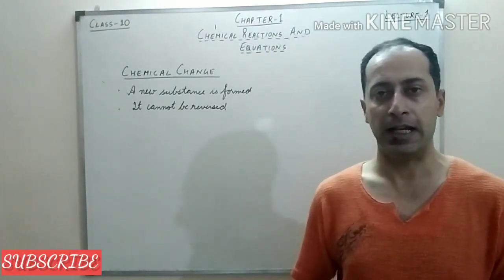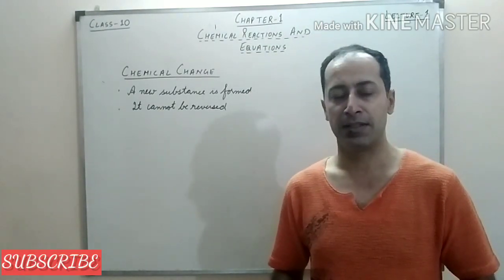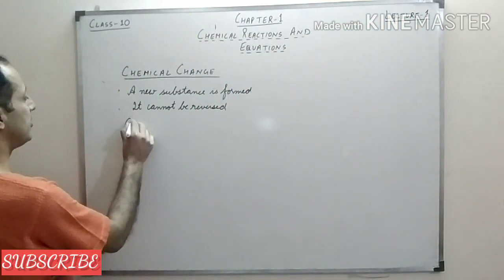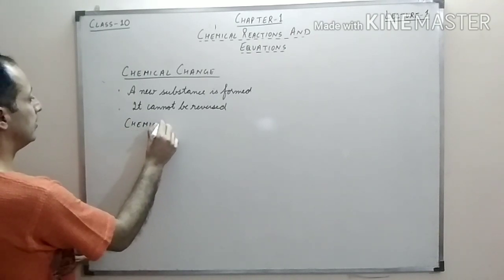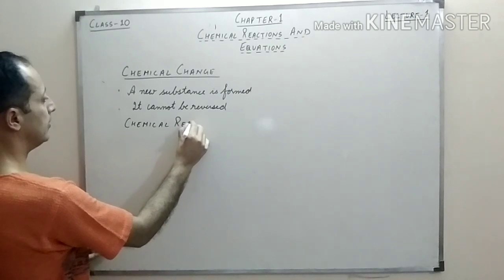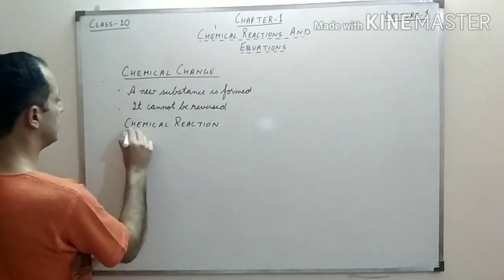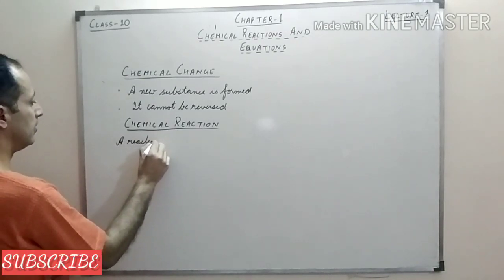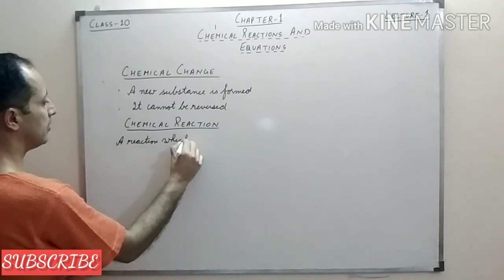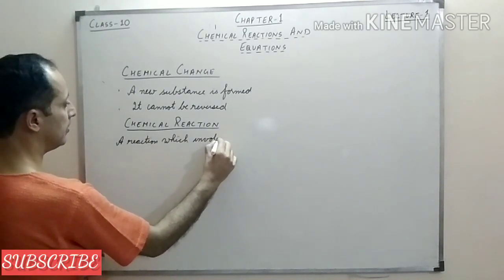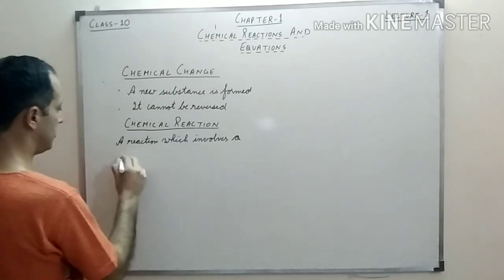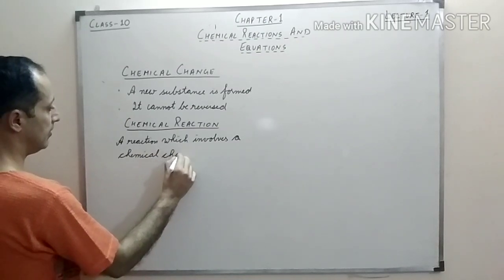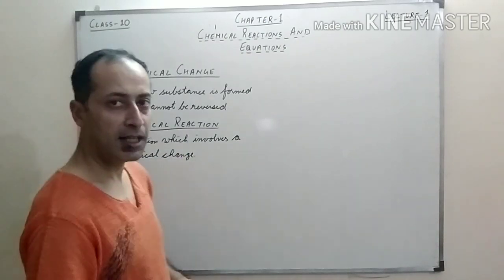Now, we say any reaction which involves a chemical change is called a chemical reaction. Let's pen it down. Chemical reaction: a reaction which involves a chemical change is called a chemical reaction.